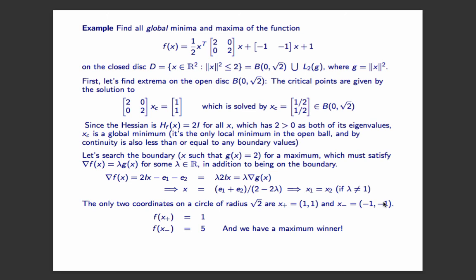And so we have a maximum winner. 5 is bigger than 1. Trust me, I'm an expert. Just to convince you that (1/2, 1/2) was indeed a minimum, I get f of (1/2, 1/2) is equal to 1/2. So the global minimum on the disk occurs inside the disk. So we've confirmed our minimum.